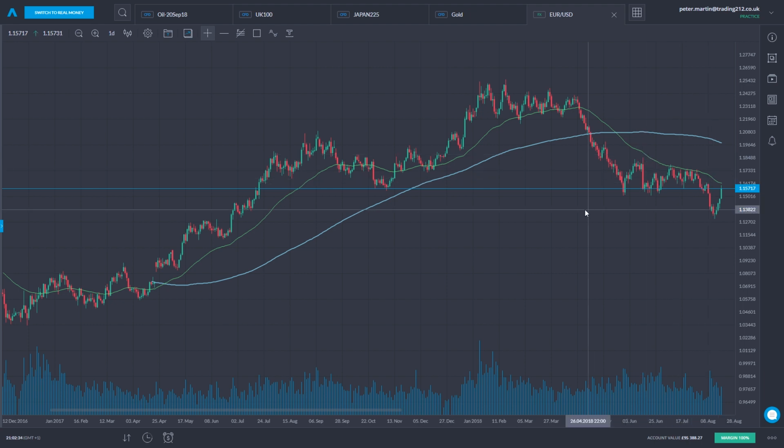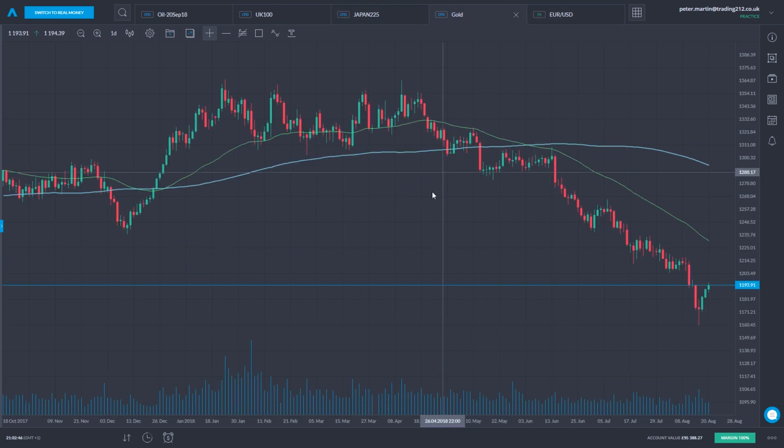Obviously it's not going to work always. No strategy works all the time, and in fact there will be plenty of times where this doesn't work. So let's move on to look at gold next. I've already got the same lines marked on this gold chart, and we can see that we would have a short position at the moment.